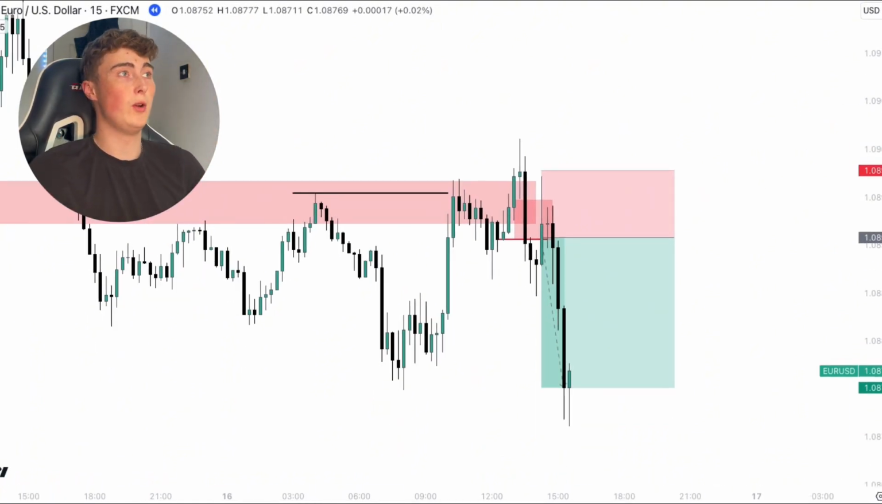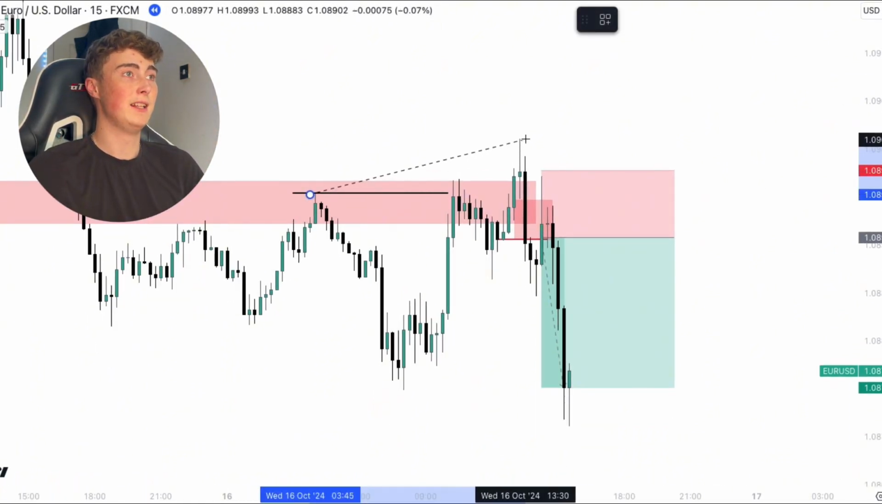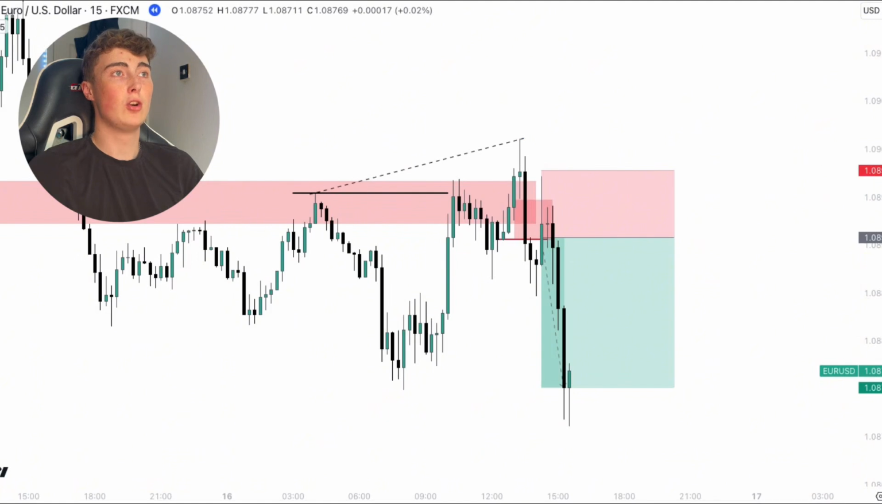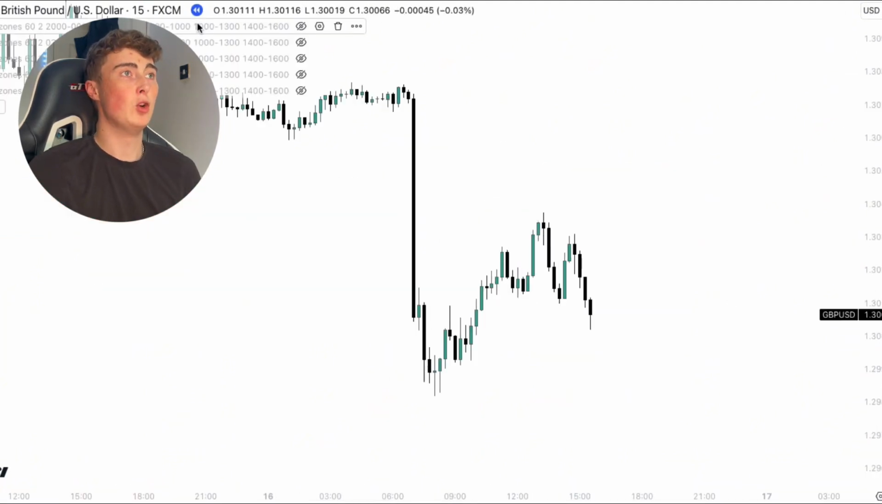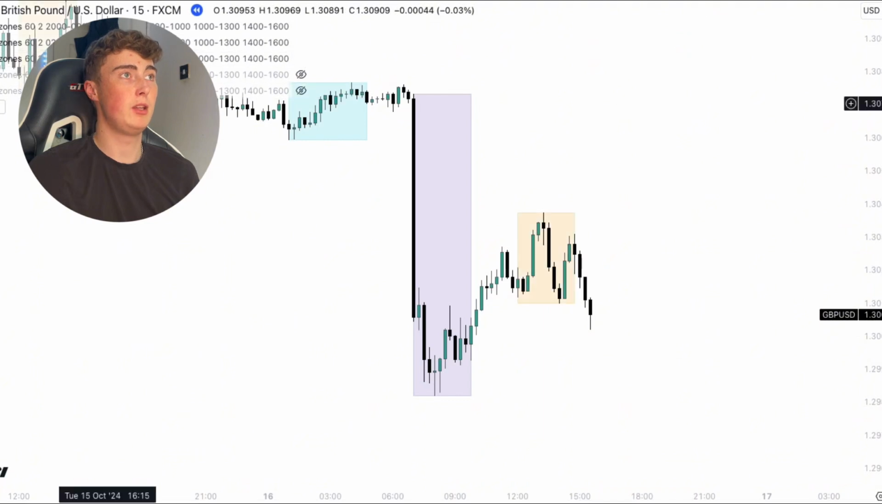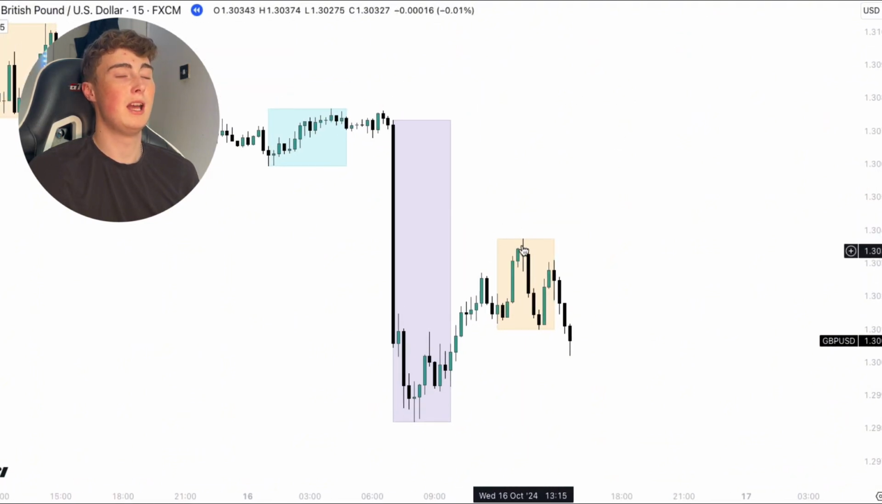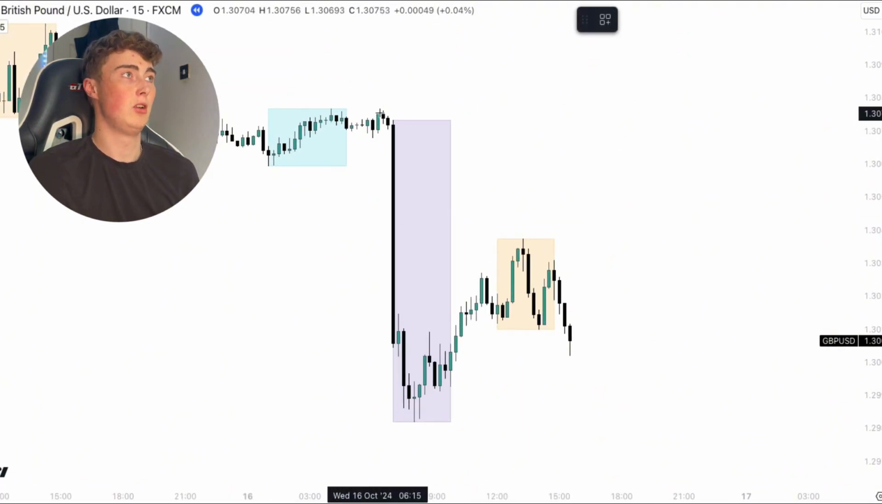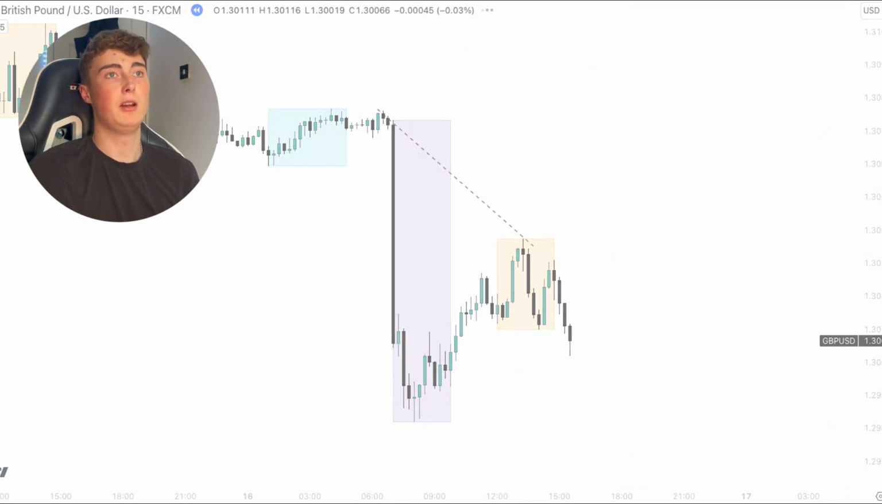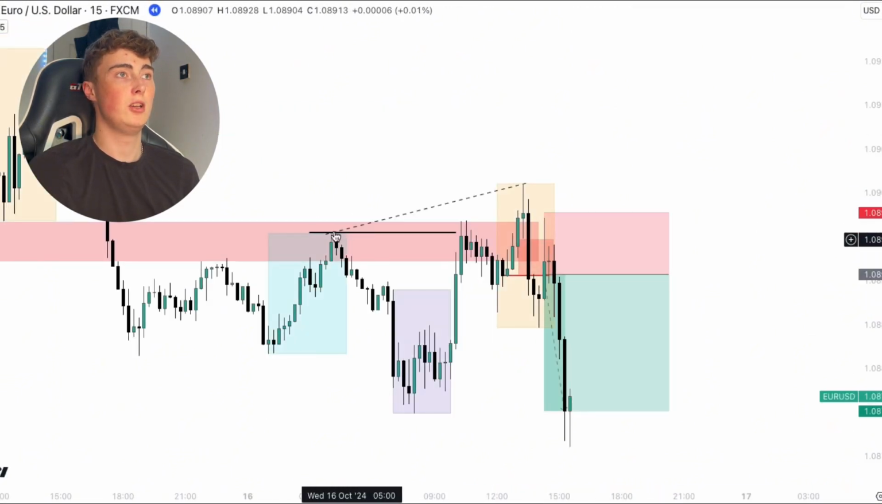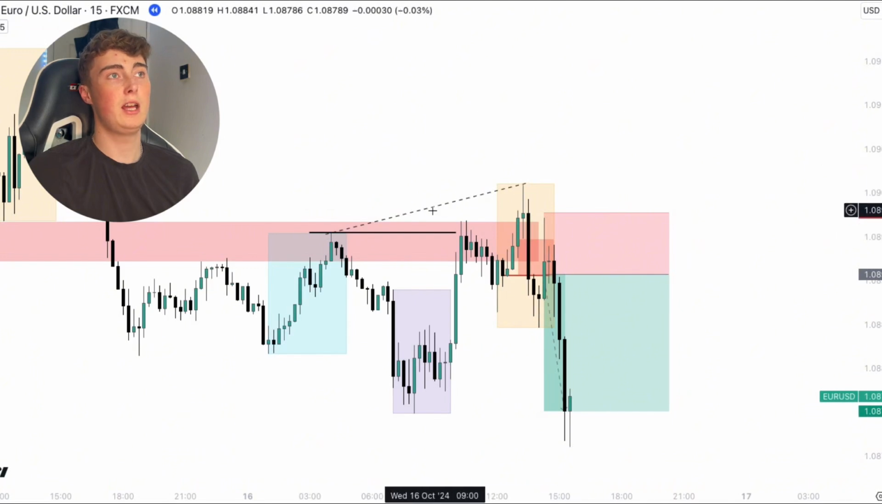Now, you'll also notice not only did we have this SMT with Euro USD and the dollar index, but we also had SMT with GBP USD. Because if we look at New York high here, very clearly failed to get above this high. But if we go on to Euro USD, you can see that that is Asia high there, and we were able to manipulate that perfectly.